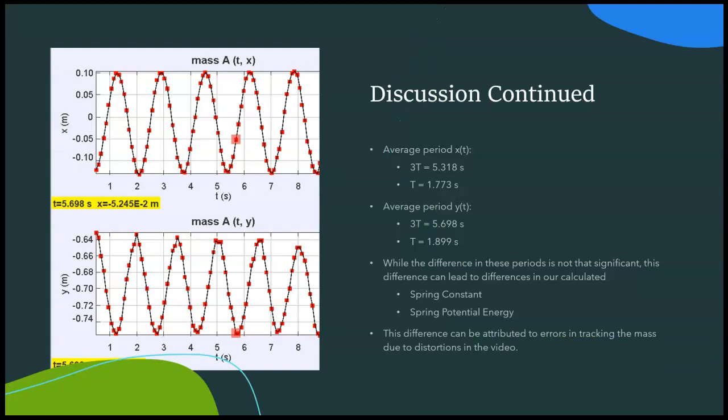The average period we calculated for the x was 1.773 seconds, and the average period we calculated for the y was 1.899 seconds. We did this by calculating the period for 3 periods and dividing to get the average period. While the difference in these periods is not that significant, this difference can lead to differences in our calculated spring constant and then, as a result, the spring potential energy. We believe that these differences can be attributed to errors in tracking of the mass due to distortions in the video.